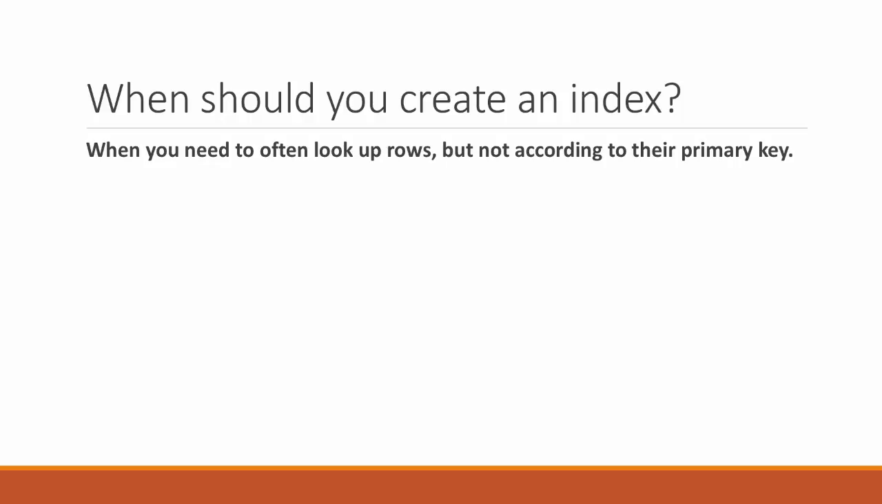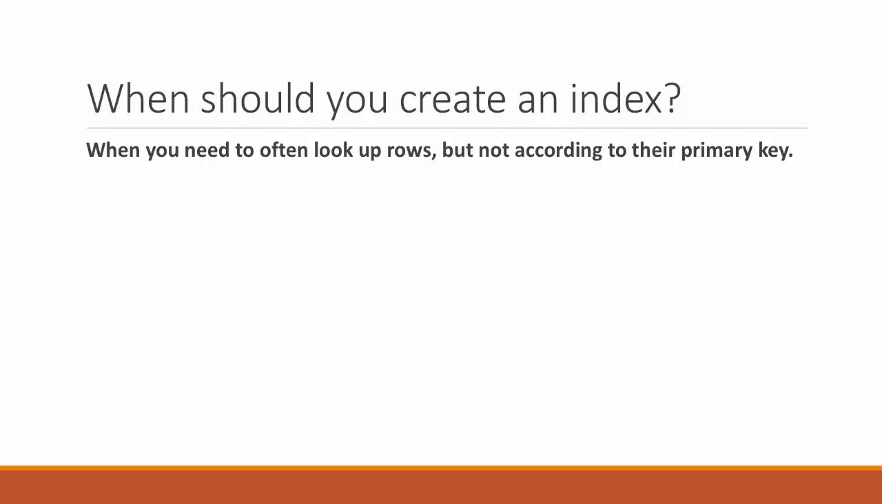When should you create an index? Well, the primary reason you'd ever create an index is when you need to look up particular rows in a table, but not according to their primary key. Because by default, tables are already sorted according to their primary key, looking up by their primary key is really easy. If your table is sorted by student ID, finding student ID number 17 is just a quick binary search for student ID 17.